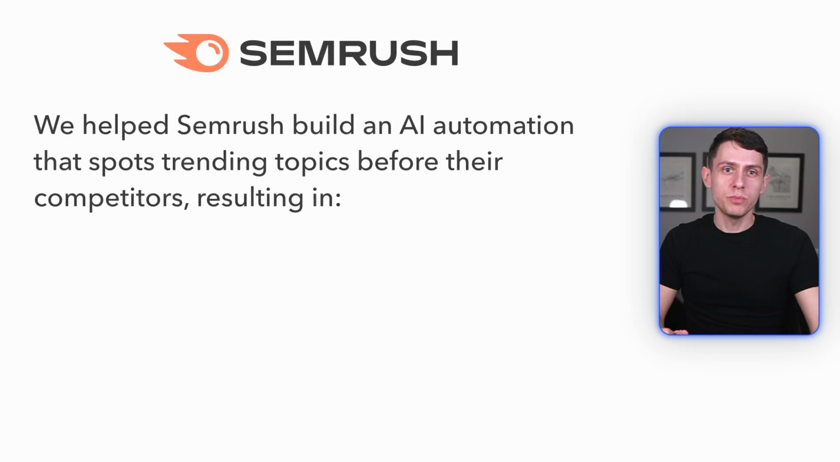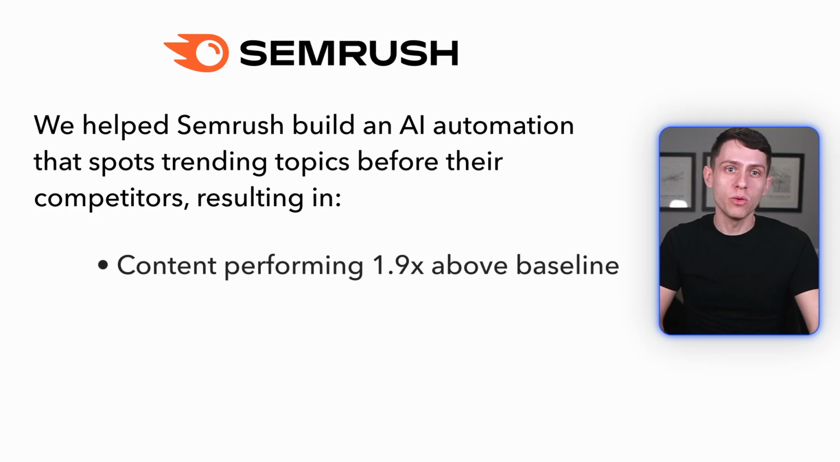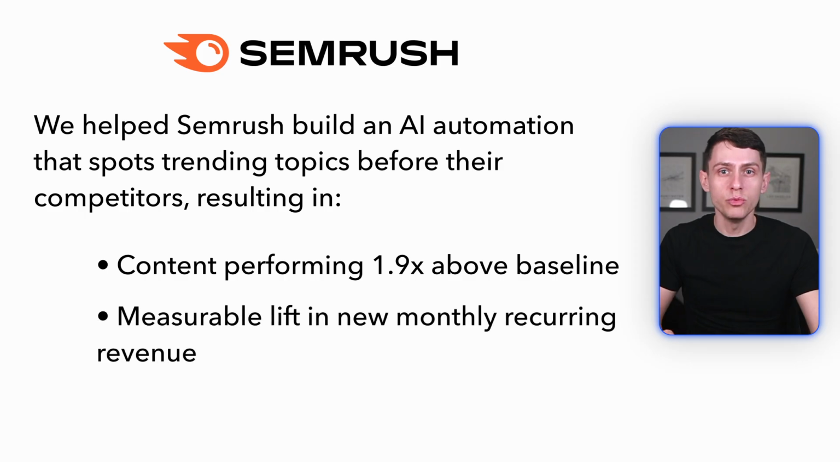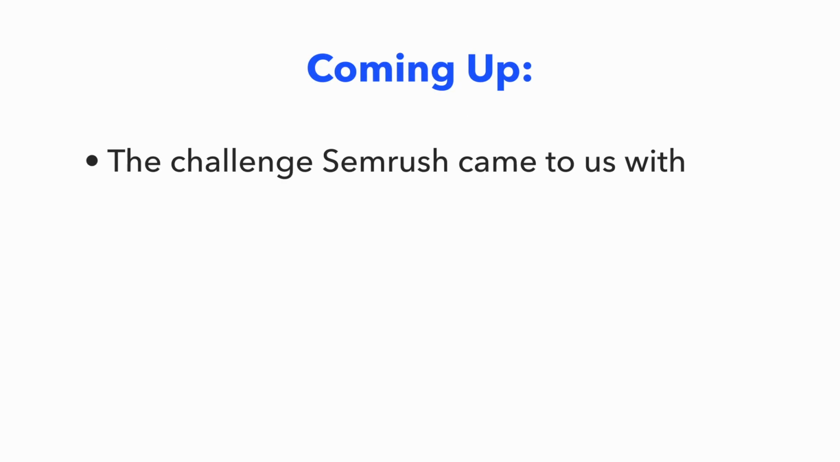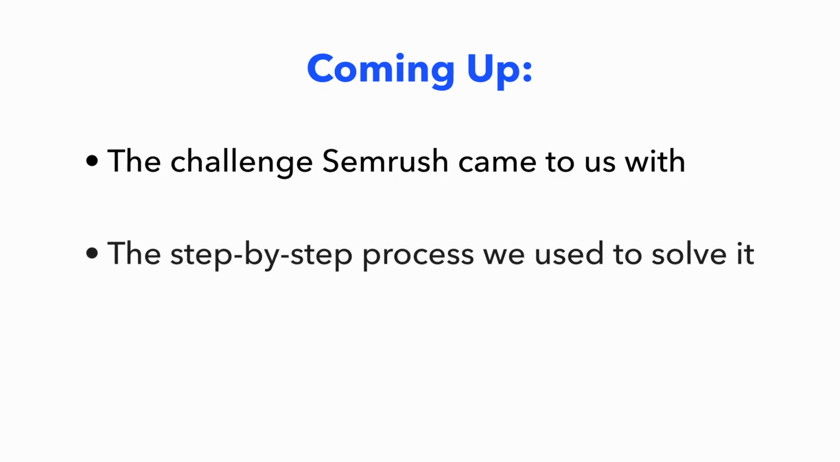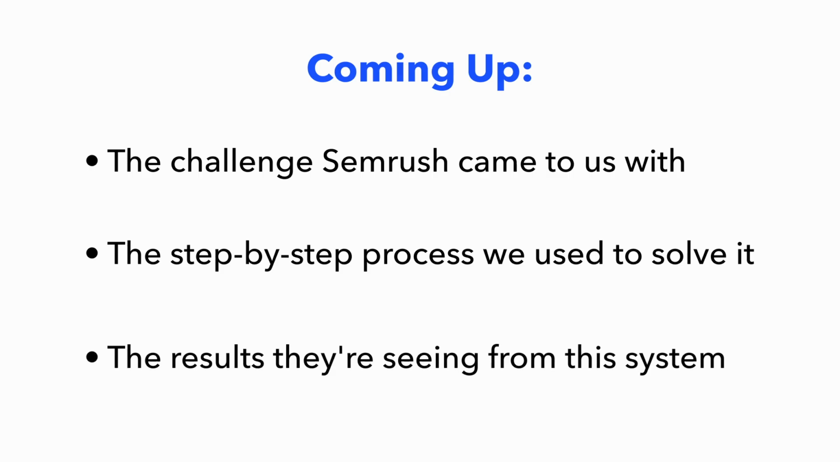We helped Semrush build an AI automation that spots trending topics before their competitors, and this resulted in content performing 1.9x above baseline and added a measurable lift to new monthly recurring revenue. In this video, I'm going to show you the challenge that Semrush came to us with, the step-by-step process that we implemented to help solve it, and then the results that we've seen since implementing this system.